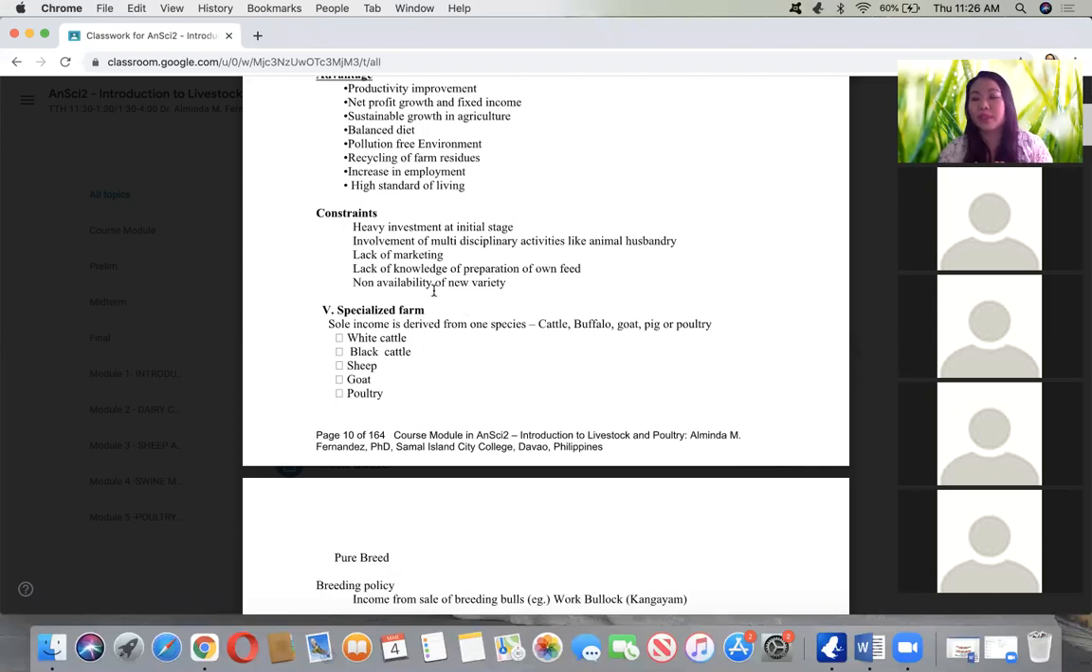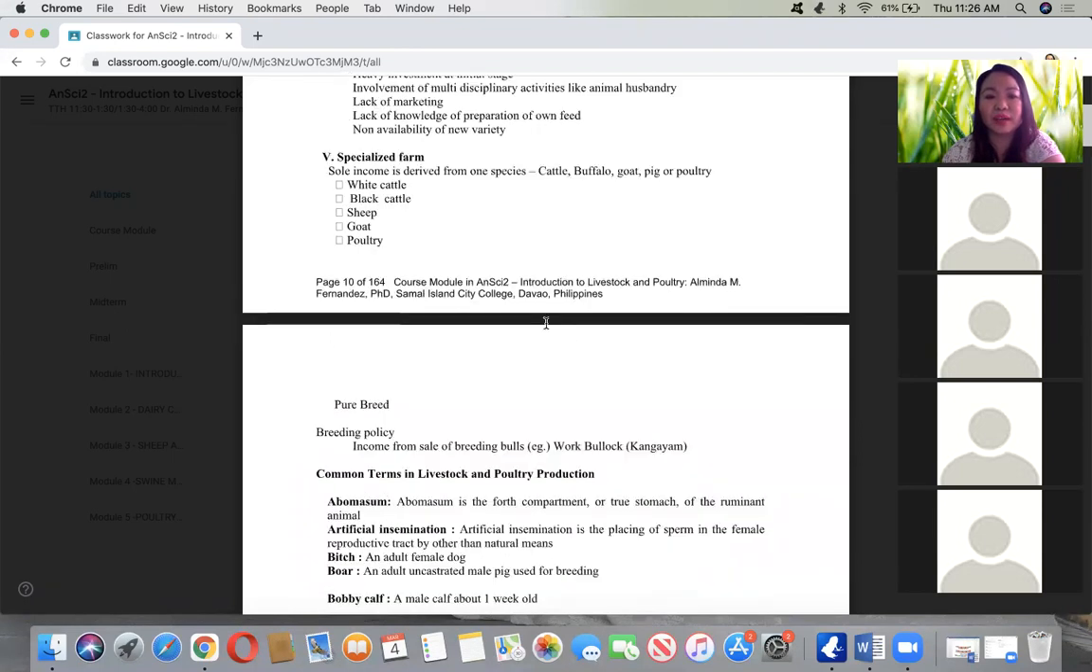So they will give you initial capital, or they can let you borrow, no? And involvement in multidisciplinary activities like animal husbandry, lack of marketing if you don't know how to sell. But because of the pandemic now, we have a lot of ways to market our products online. And lack of knowledge of the preparation of feeds, non-availability of new varieties, so those are the constraints.